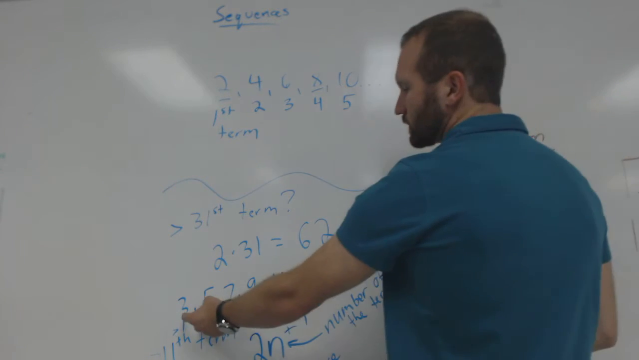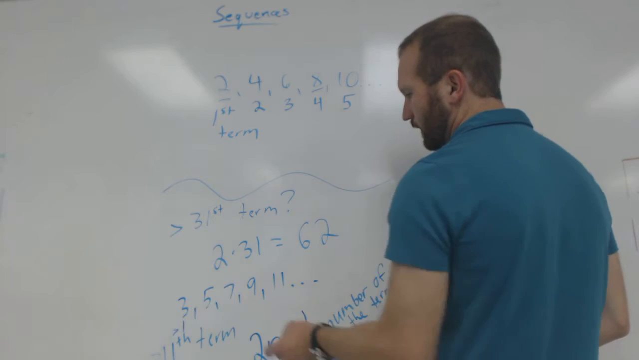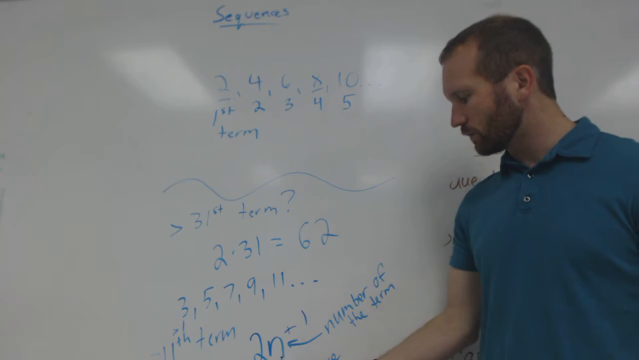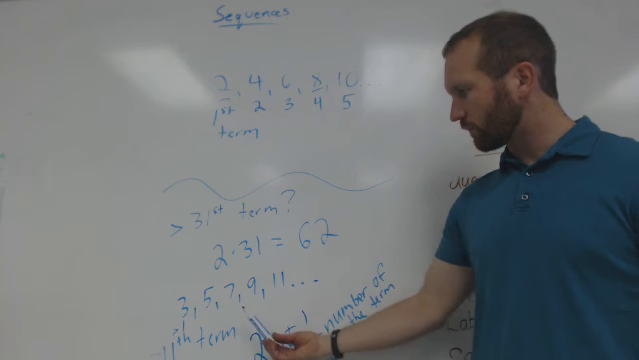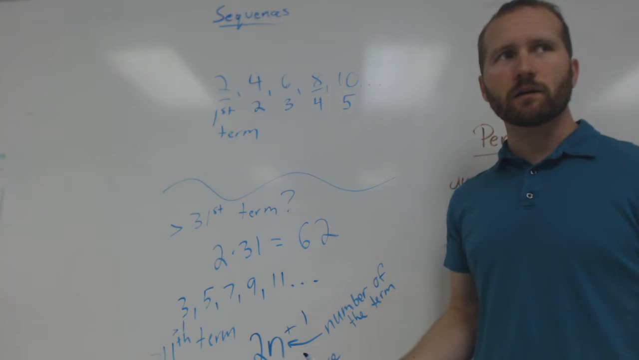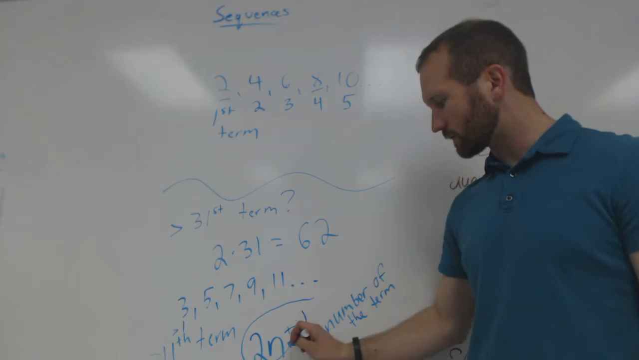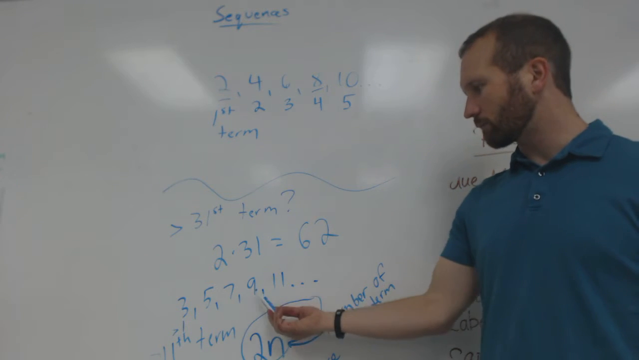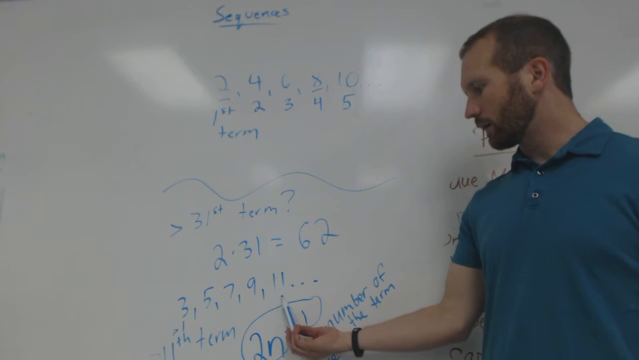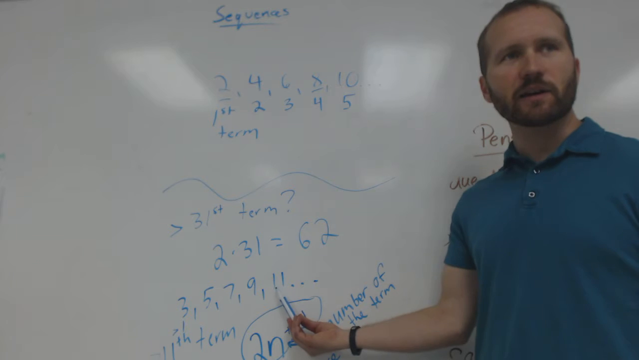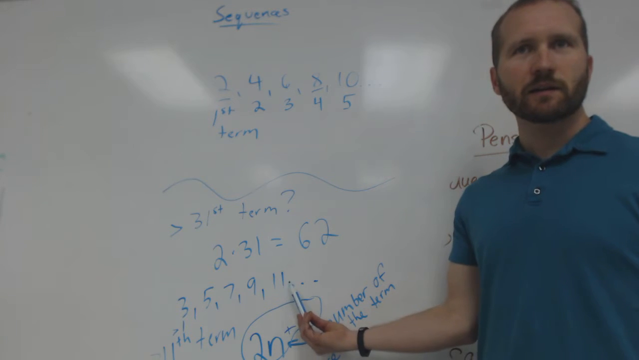So that gives me the first term. 2 times 1 plus 1 is 3. But does it give me the second one? 2 times 2 plus 1 is 5. I wonder if this works for every single term in the sequence. Let's try it with the 5th term. 2 times 5 would be 10, plus 1 is 11. It seems like it works.